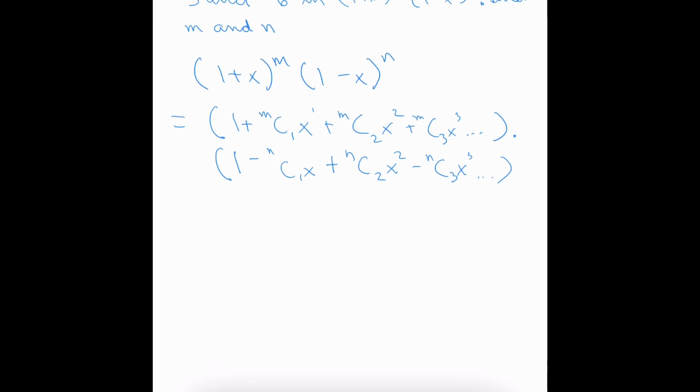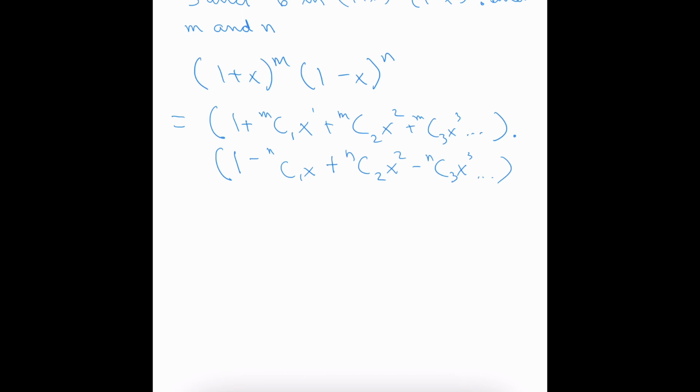Now basically we have to multiply and find the coefficient of x and x square. So first let us try to find the coefficient of x in this expression. For that we can neglect higher terms, because if we take x square and multiply it with anything, it will be at least power 2. So you can neglect the higher power terms.